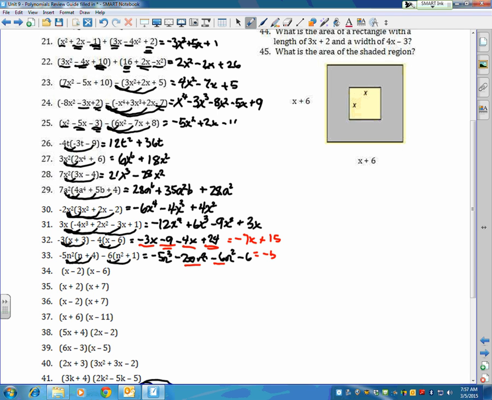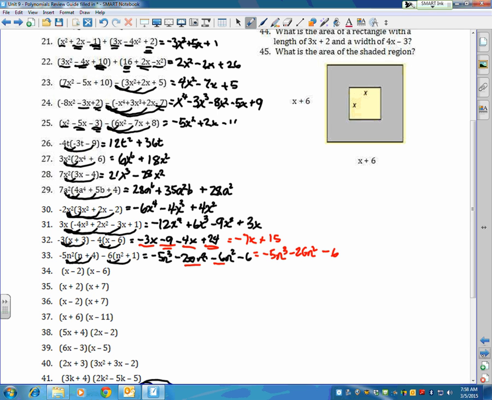So you have negative 5n to the third minus 20n squared. Nope, that's not right. Let's get the eraser out. That'd be minus 26n squared. Minus 6. Okay.